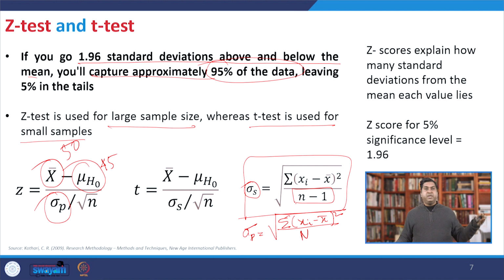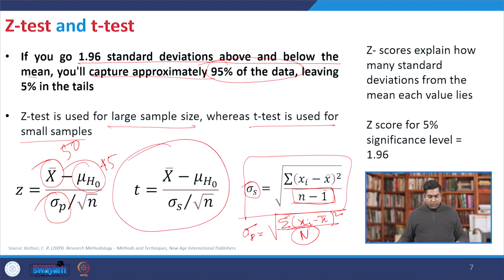Now, as your sample gets larger, n minus 1 is almost close to n. So, if the total population you are considering is say 50,000, then 50,000 minus 1, which is 49,999, is almost the same. In that case we can take n where we know the parameter, otherwise we go for n minus 1. That is why there is not much change in this formula: you have the assumed value or null hypothesis value, then the sample mean, here the population mean, the sample standard deviation, and here the population one.